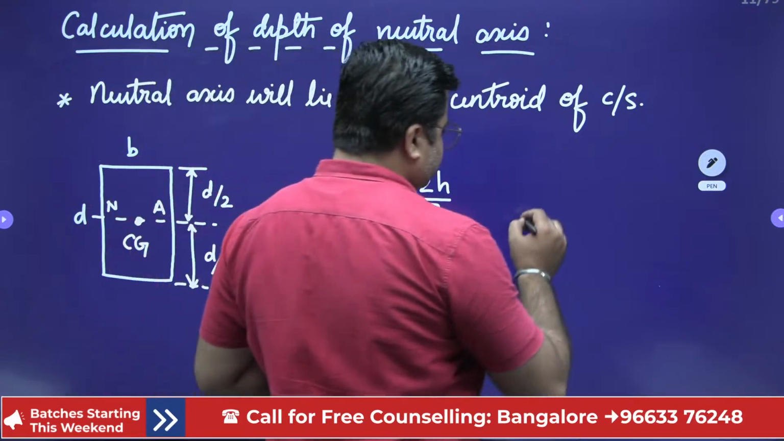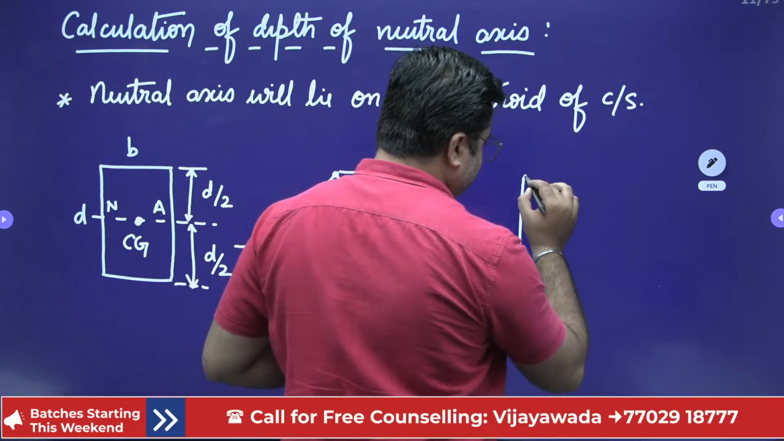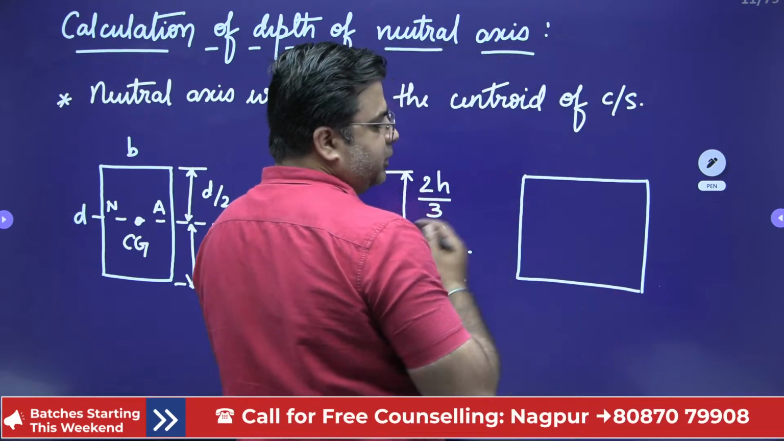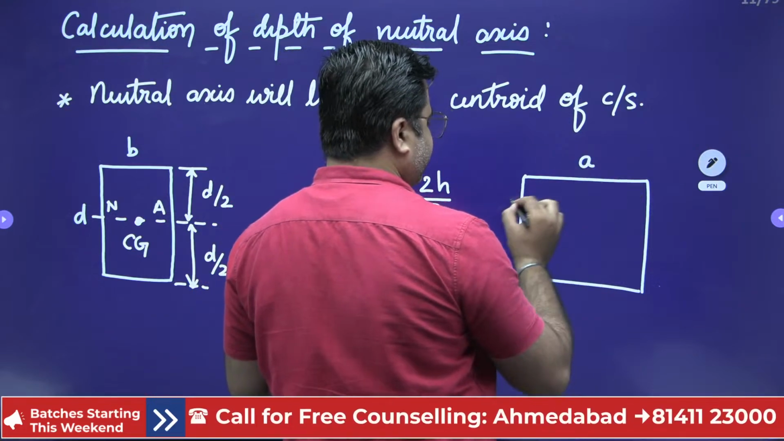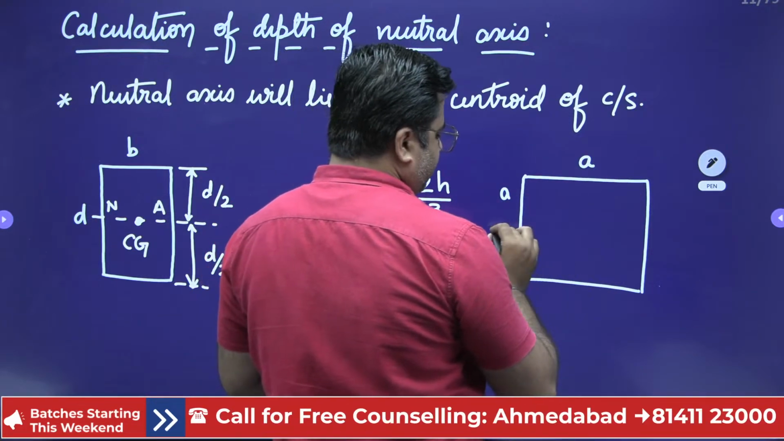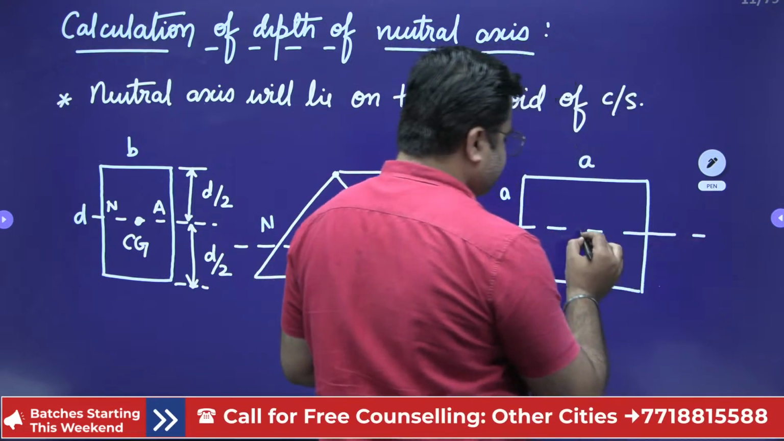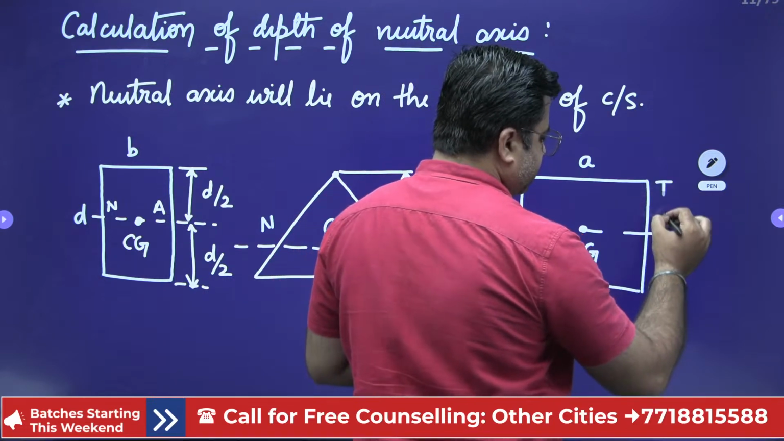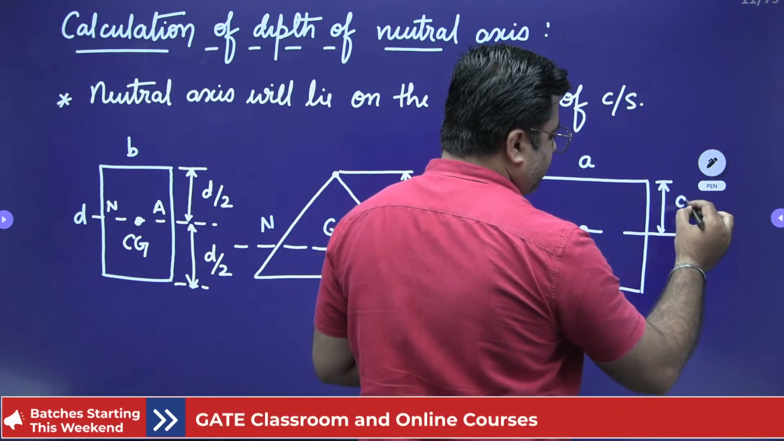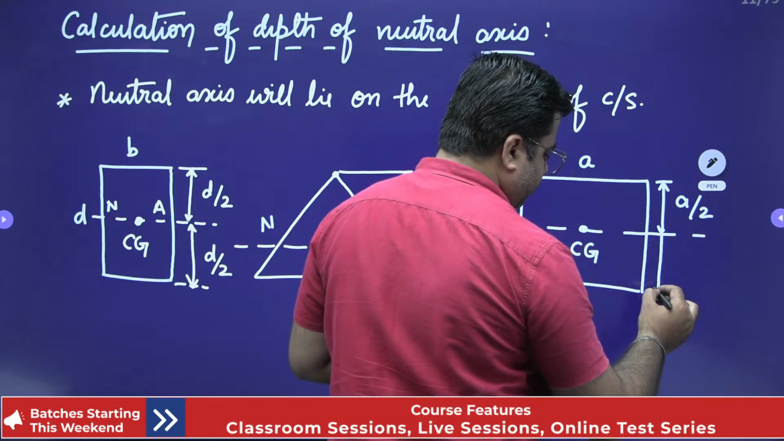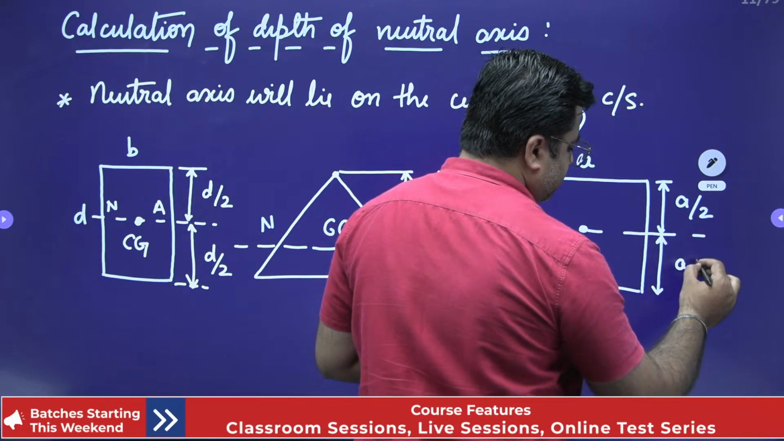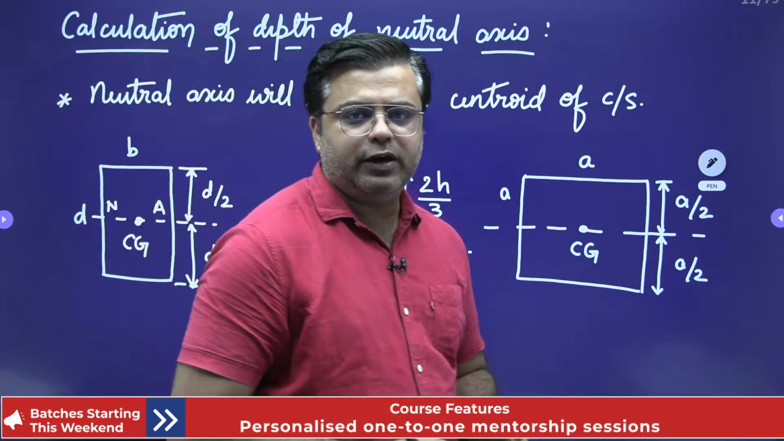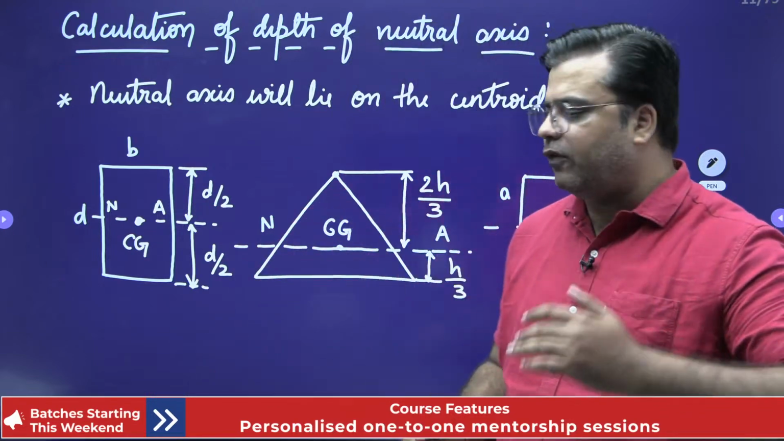Similarly, if I have a square cross section like this, now it is very easy for you to tell where the position of the neutral axis will be. If A and A are the sides of the square, the neutral axis will always pass through the CG of the cross section. This is the CG of the cross section and this position is A by 2 from the top fiber and A by 2 from the bottom fiber. So all these things should be known to you. At least for the basic figures, you can directly have the position of the neutral axis.